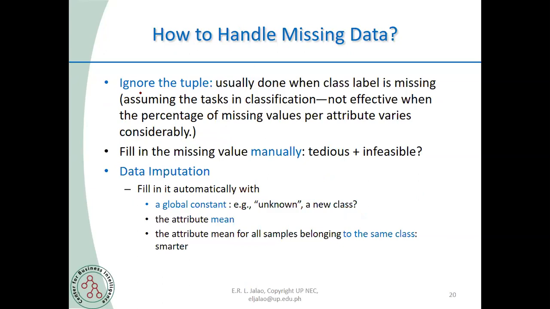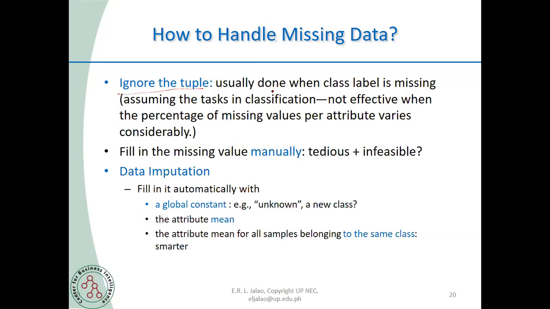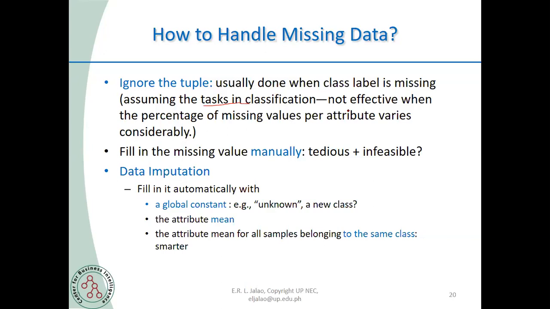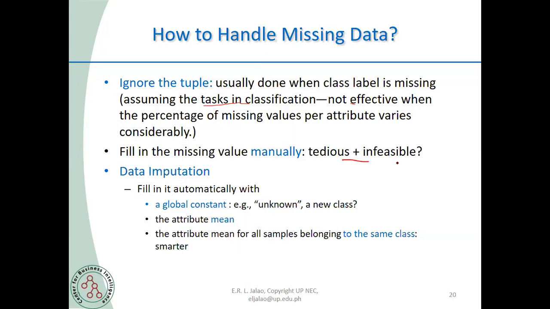So, how to handle missing data? Ignore the tuple or ignore the record. Usually done when class label is missing, assuming the task is classification. Not effective when the percentage of missing values per attribute varies considerably. Fill in the missing value manually, tedious plus infeasible. Data imputation, fill it automatically with a global constant, unknown. So you can fill in with unknown or a new class.